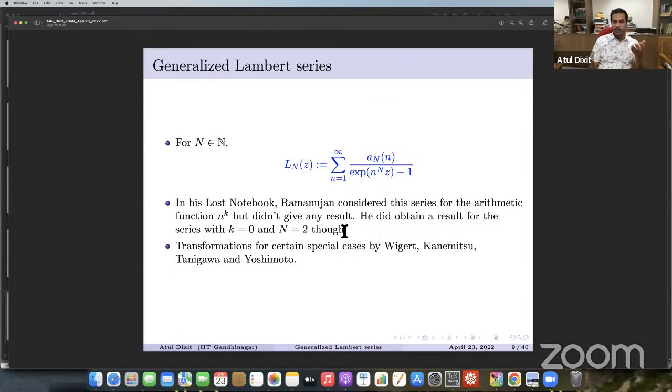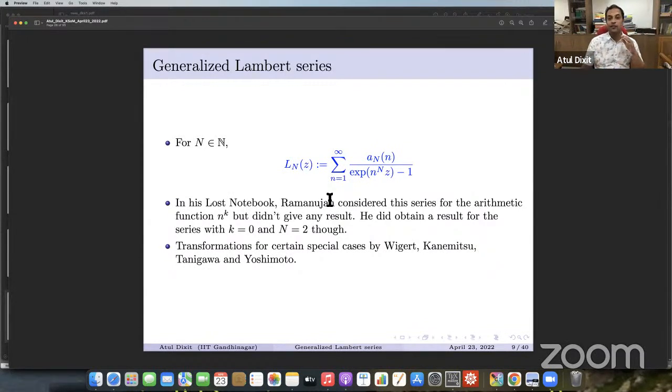Wigert was the first one. He was a Swedish mathematician. Wigert was the first mathematician who really considered this generalized Lambert series, but with arithmetic function identically equal to 1. Wigert was also the first mathematician who brought in Bessel functions in analytic number theory through the Voronoi summation formula. And this is a quote due to Hardy. Hardy says that Wigert was the first person to understand the importance of Bessel functions in analytic number theory. So there are several important works of Wigert, one of which is this work on generalized Lambert series.